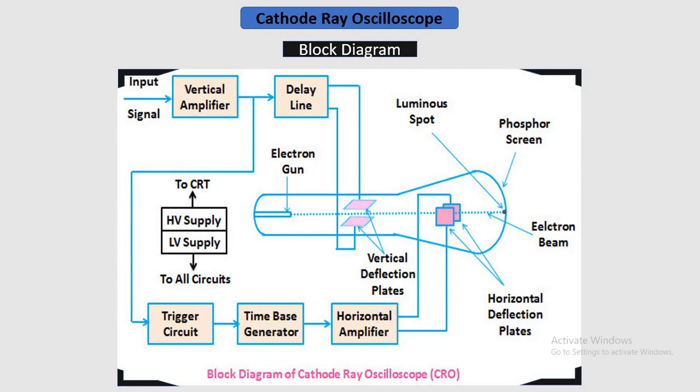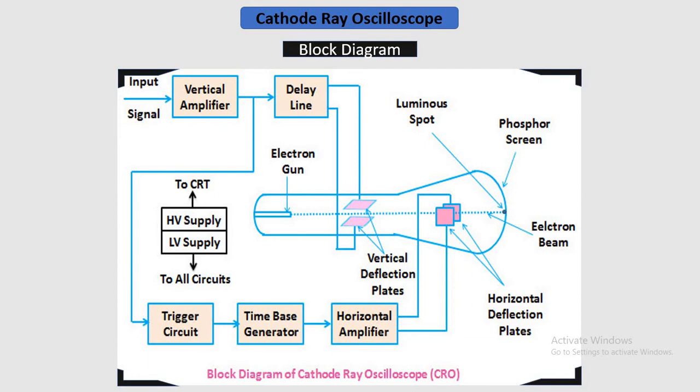Here we will use high voltage and low voltage. The low voltage is used for the heater of the electron gun to generate the electron beam. The high voltage is required for the cathode ray tube to speed up the beam. The normal voltage supply is necessary for the other control units of the oscilloscope.